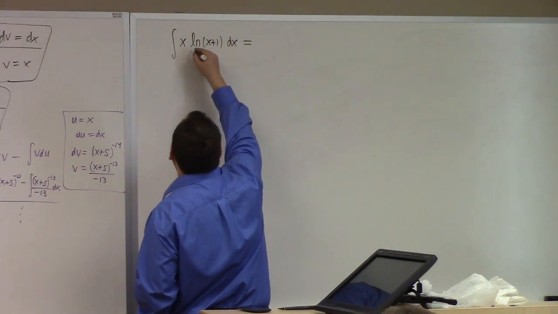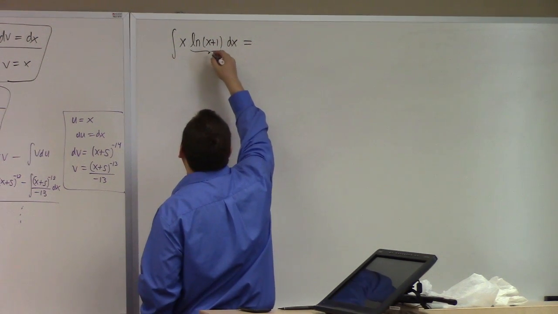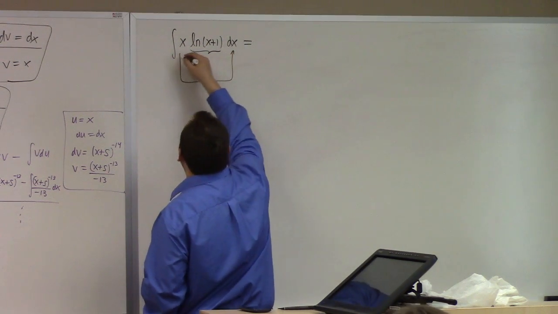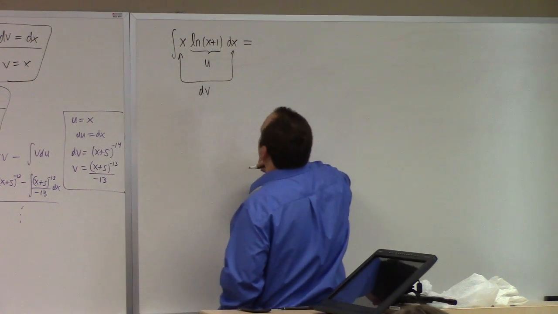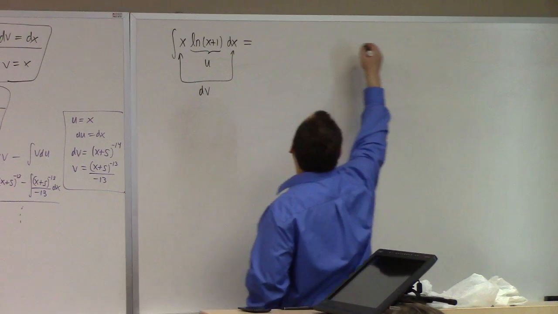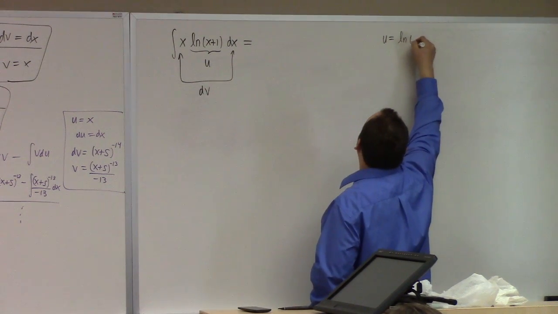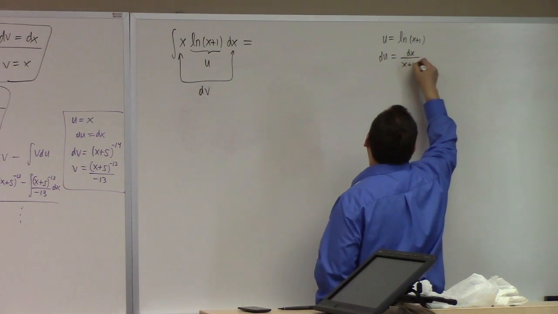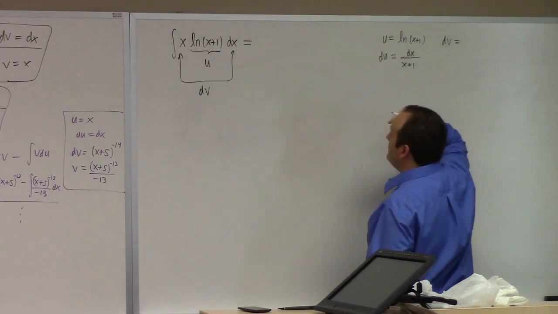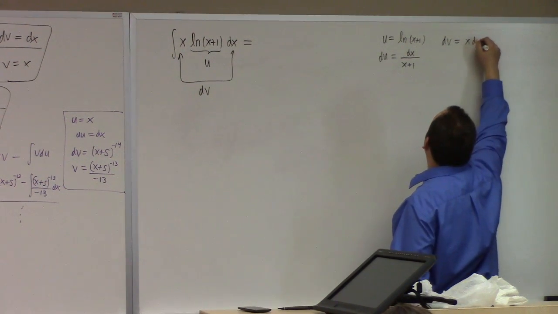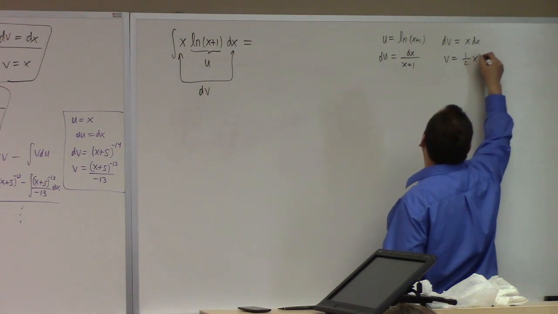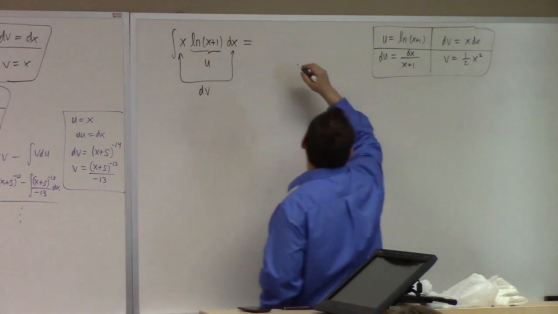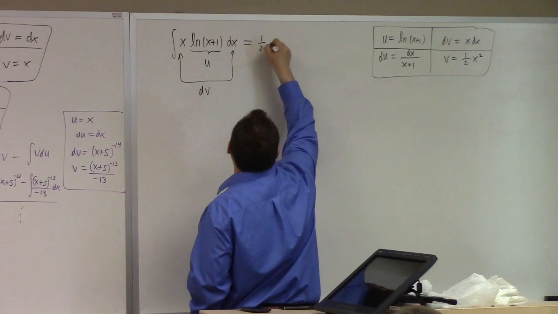Well, I know some of you have an outline faith in LIATE, so ln has to be the u, and this apparently has to be the dv. I'm not super optimistic about this. u is ln of x plus 1, so du is like dx over x plus 1. dv is x dx, so v is 1 half x squared. Alright, so yeah, you just have to try something, and if it doesn't work, we'll try something else.